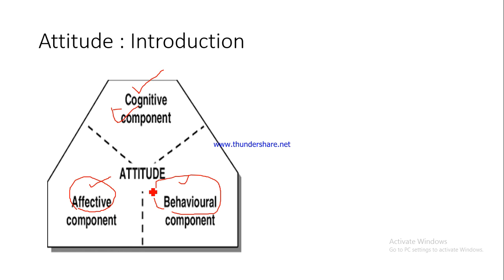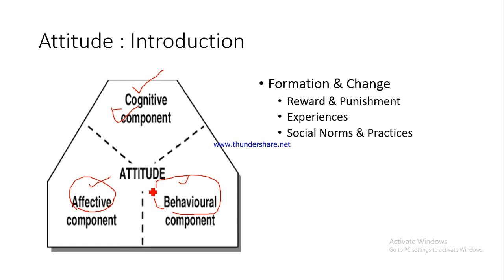Right? Now let us talk about, before talking about measurement of attitude and what all tools we have for that, let us talk about how attitudes are formed and how do they change. Naturally, you have an attitude because it must have got formed at some point of time. So how does attitude formation take place? Number one is reward and punishment. So for example, if you are rewarded for a particular thing, you would start cultivating a favorable attitude towards it. And if a particular thing leads to punishment, you would start cultivating an unfavorable attitude towards it.